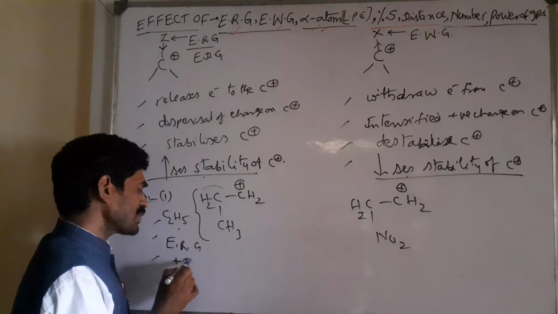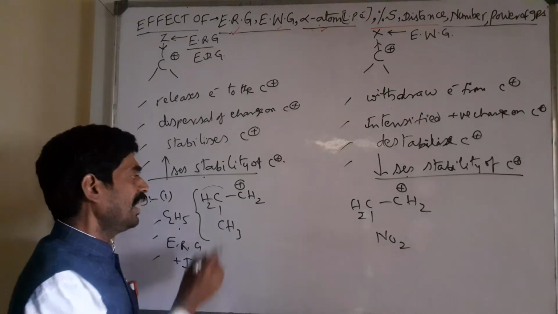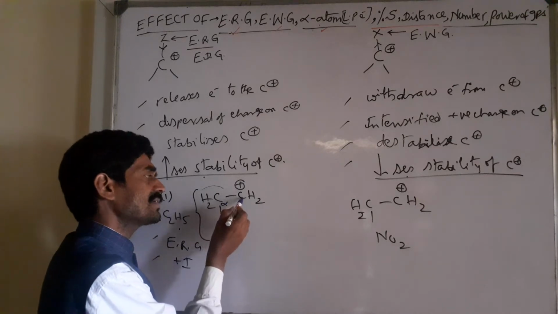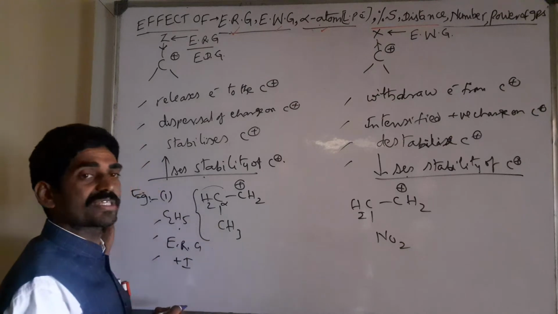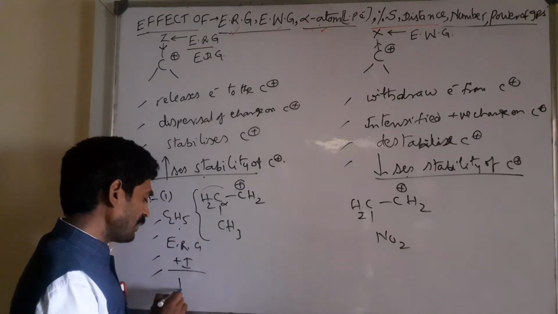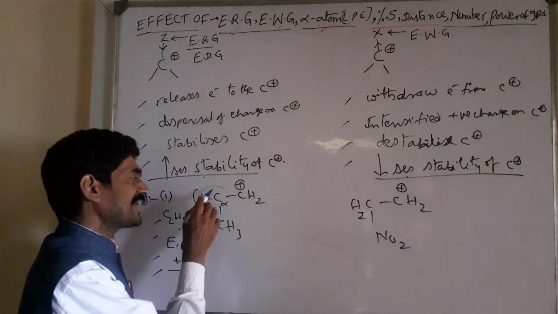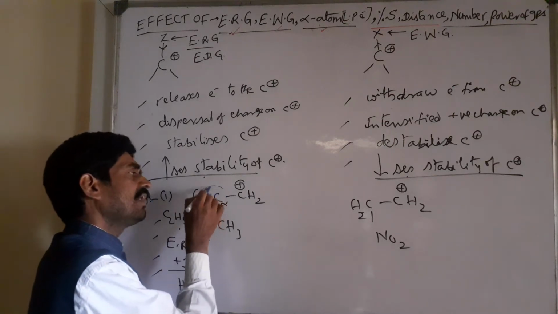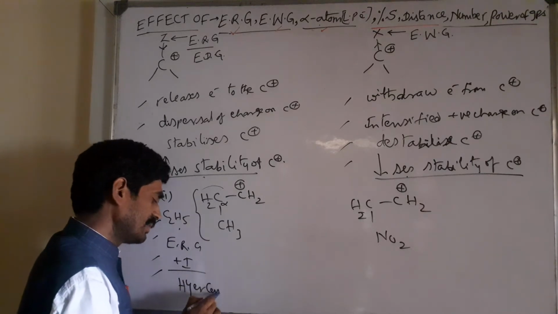There is a positive inductive effect group, a plus I group, and this is the alpha carbon adjacent to the carbocation. Here two alpha hydrogens are present. If you apply the hyperconjugation effect, these two alpha hydrogens stabilize the carbocation. It is stabilized by hyperconjugation also, right?